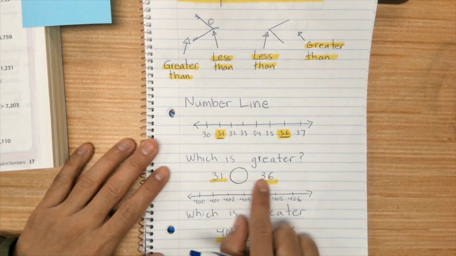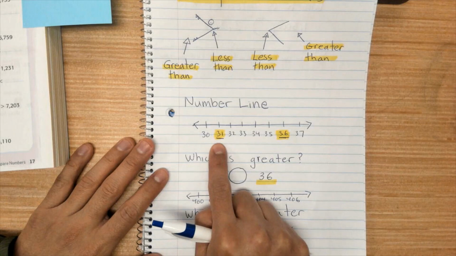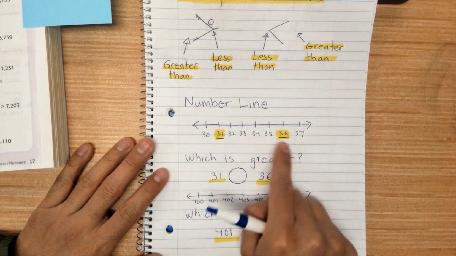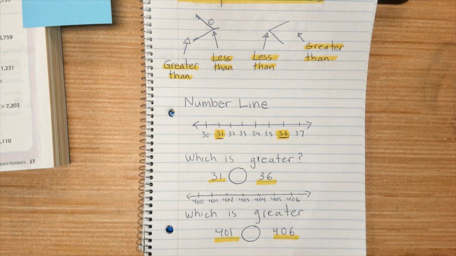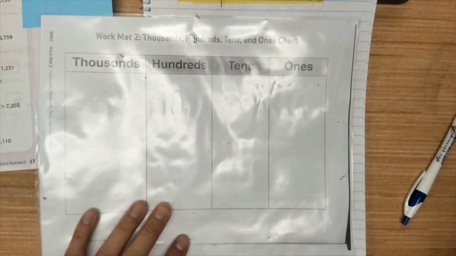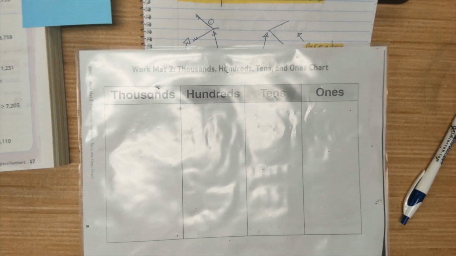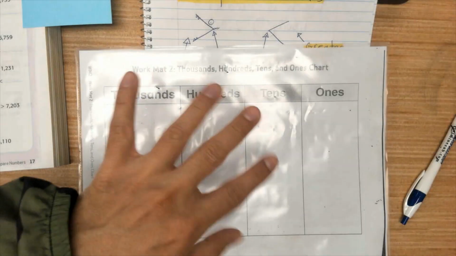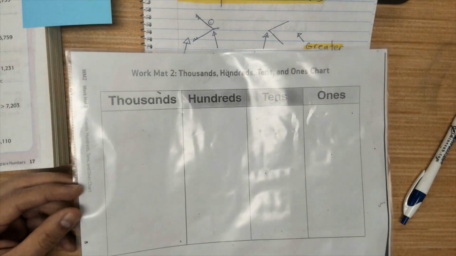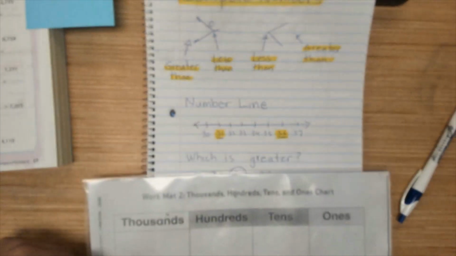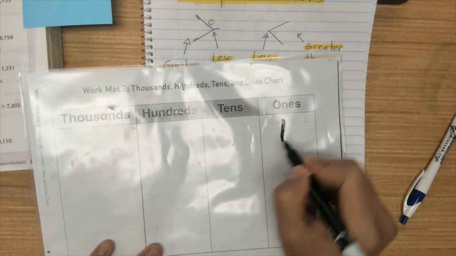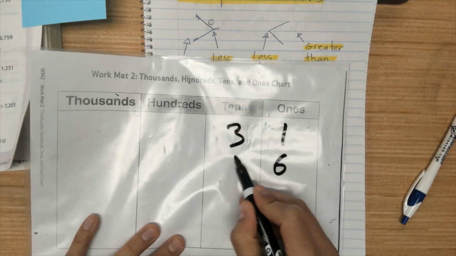Which is greater? Well, I look at 31 and I look at 36, where they are in the number line. You can kind of tell which one is greater than and which one is less than just by looking at it. But another thing you could use is your place value chart. Sorry for the glare. This little clear, bright reflection is called a glare. So I take 31 and I take 36 and I look at the place value.